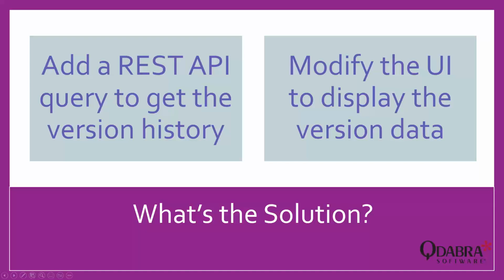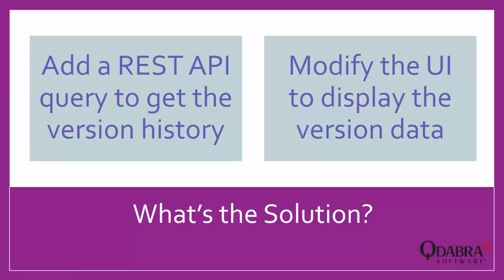So the main solution is to add a REST API query to get the version history. It's pretty simple. I'll show you the gotchas on that. And then you just modify the UI to display the version data. The UI is already going to have a little repeating section and so forth on it from your InfoPath Forms Services times, and it's just a matter of doing some rebinding.